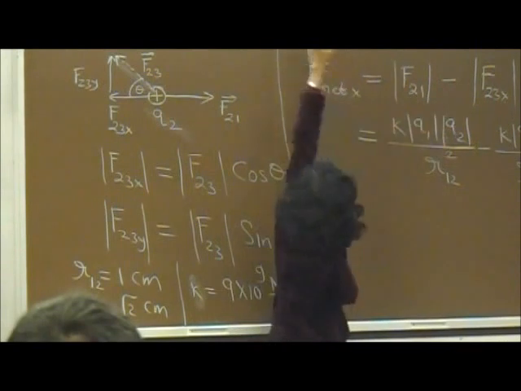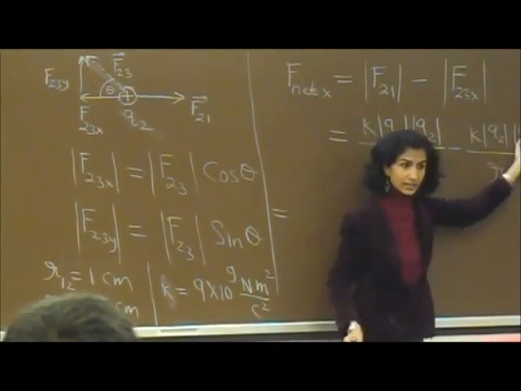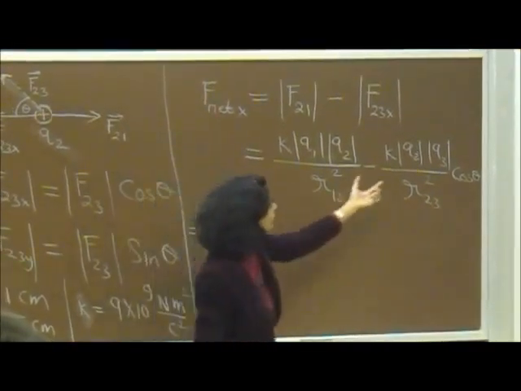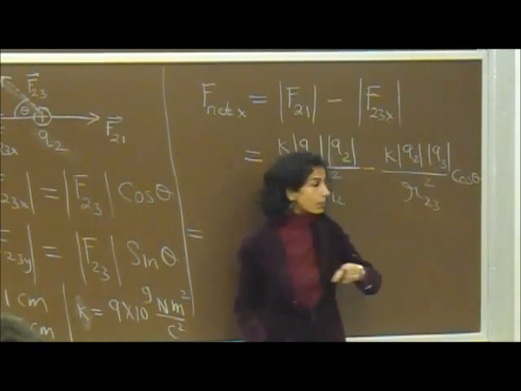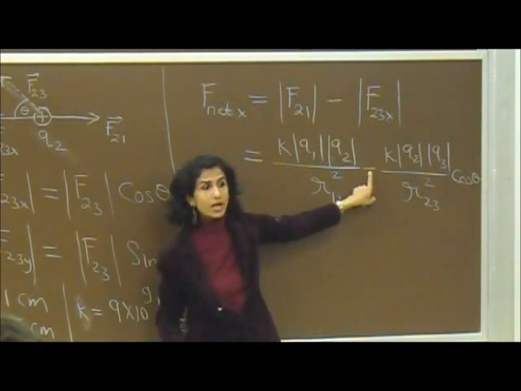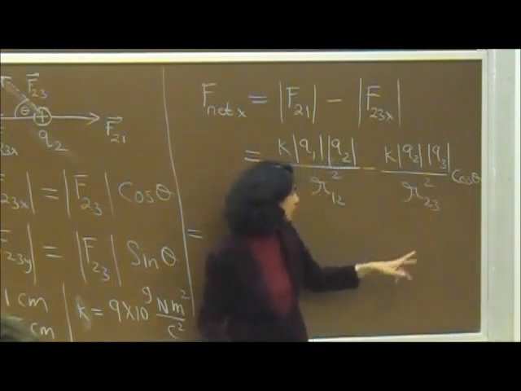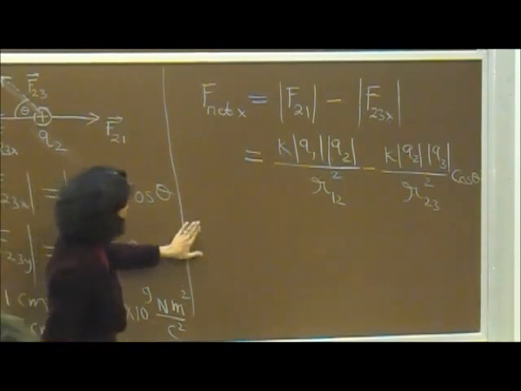Q1 and Q2, all of the charges are given to you. Notice everything is magnitude, right? Is everybody agreeing with that? Q3, you will put the value as 4 times 10 to the power minus 6 Coulomb, because you're looking at the magnitude. All the signs have already been taken into account when you drew the free body diagram. Theta is 45 degrees, R23, R12, everything we know, we can plug in the value and we can find what is F net X. You can plug in the values at home.